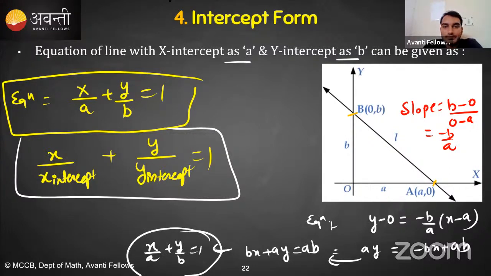Yes or no? Is this clear, students? Any doubt, students? But directly you have to remember the form: x upon x intercept plus y upon y intercept is equal to 1. What is the point slope form? Point is given, slope is given, y minus y1 is equal to slope into x minus x1. And then what is the slope intercept form? y is equal to mx plus c, where c is your y intercept, m is your slope. Clear? Is this clear, everyone? Let me know quickly in the chat box. Is this clear?